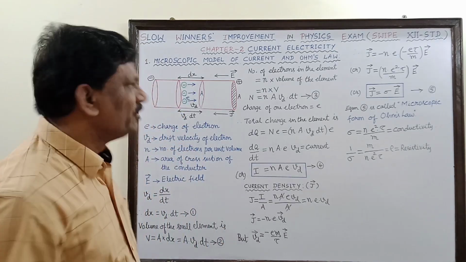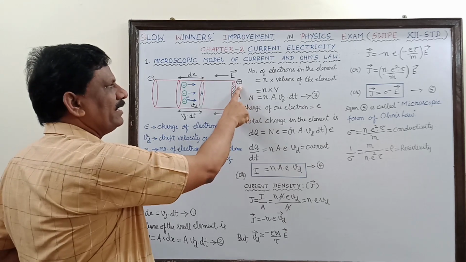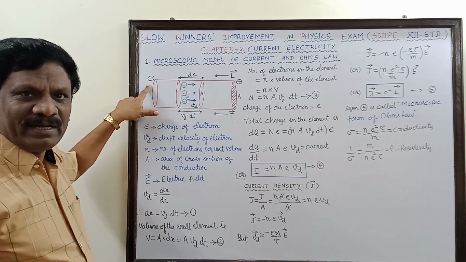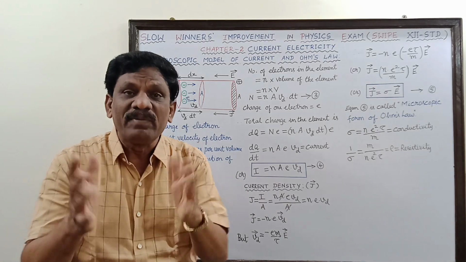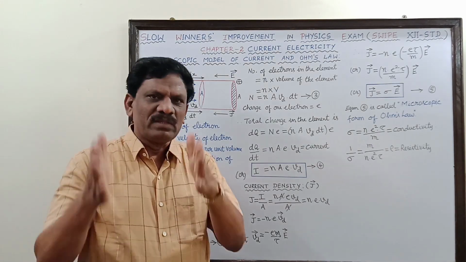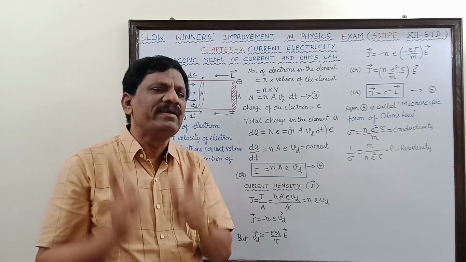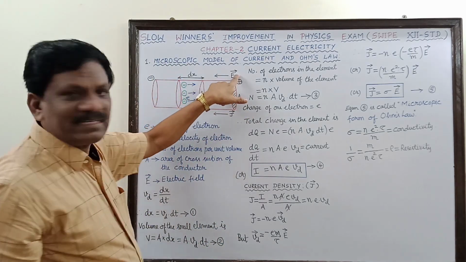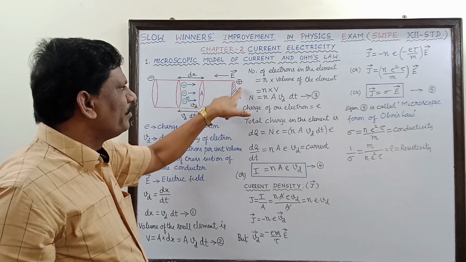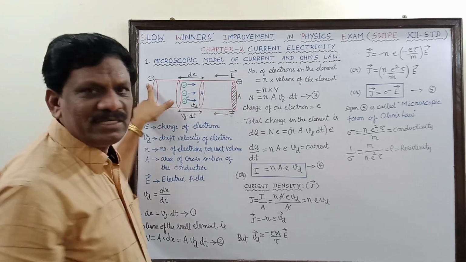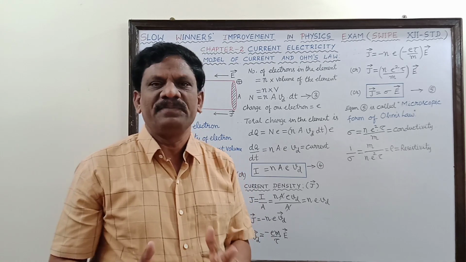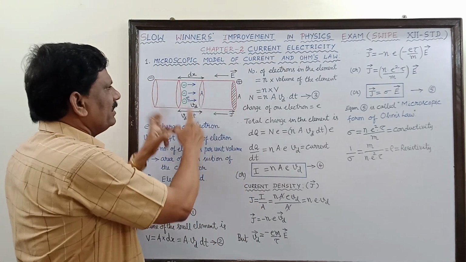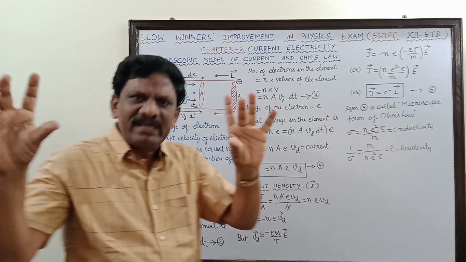So now let us assume that the right end of this wire is connected to the positive of a battery and the left end is connected to the negative of a battery. So now I have applied an electric field. The electric field direction is always from the positive to the negative. Can you see that E is the electric field? It is directed from the positive terminal to the negative terminal. Understand that first.